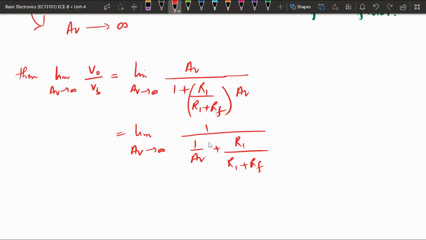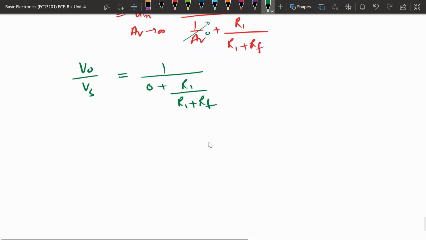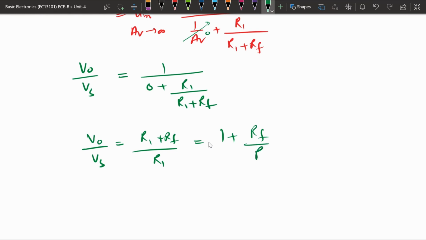So now we will be putting the value of AV. AV is equal to infinity, so 1 by infinity will be equal to 0. So this term will come out to be 0 by putting the value. So next we will write 1 divided by 0 plus R1 by R1 plus Rf. So that will be our V0 divided by Vs by putting the limit equal to infinity. It is going upside, so it is R1 plus Rf divided by R1.